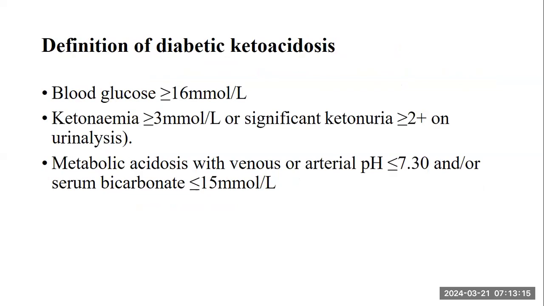Okay, so diabetic ketoacidosis: the blood glucose is usually greater than or equal to 11 millimole per liter. Ketonemia of greater or equal to 3 millimole per liter, or significant ketonuria of greater or equal to 2 pluses on urinalysis. Metabolic acidosis with venous or arterial pH of less than or equal to 7.30, and or serum bicarbonate level of less than or equal to 15 millimole per liter.